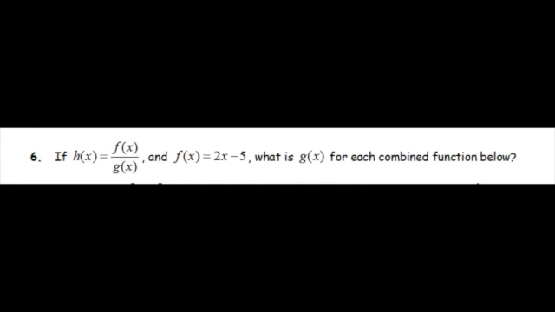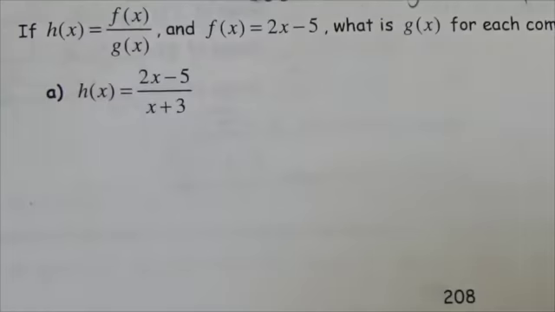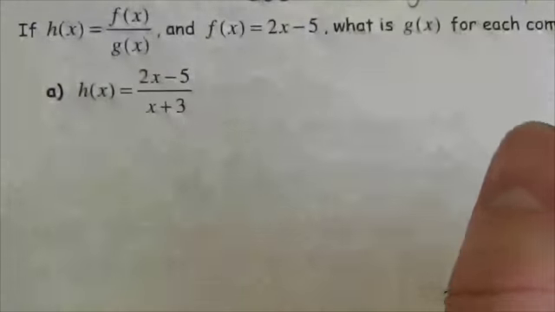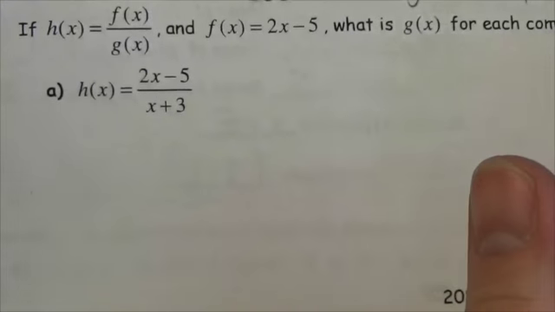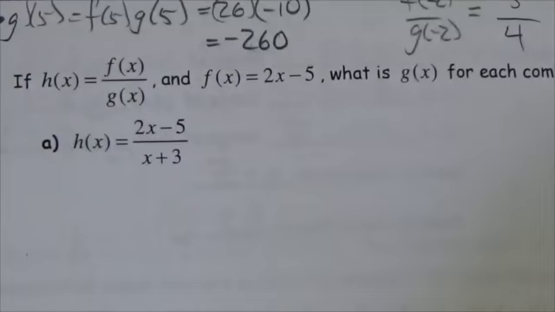If h of x is equal to f of x divided by g of x, and f of x is equal to 2x minus 5, what is g of x for each of the combined functions below? h of x equals 2x minus 5 divided by x plus 3. All right, so now we're going to do some manipulation with the expressions here. And again, it's wonderful how closely this would match your intuition on these sorts of problems.